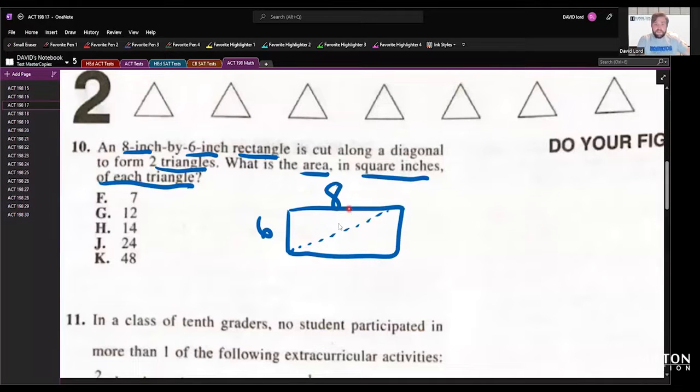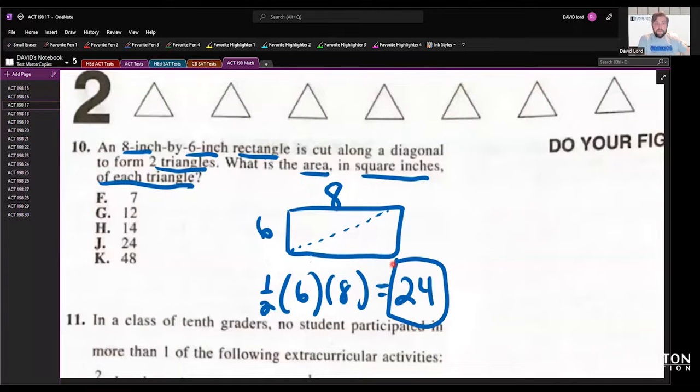So right away, I can see that these triangles are identical. And that means that the area of one of the triangles is going to be half of the area of the rectangle. So 1/2 times 6 times 8 is equal to 24. So my answer is J.